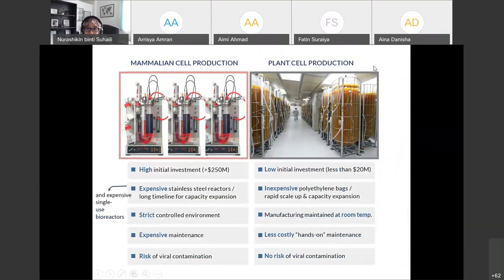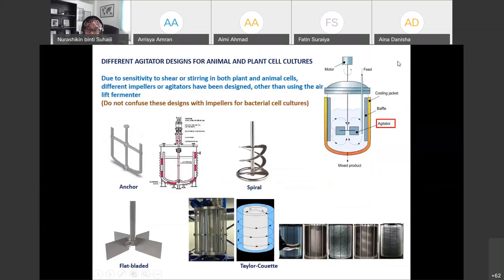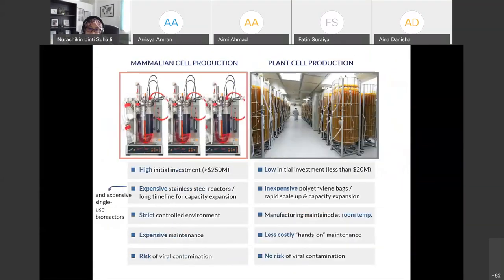Okay, so this is just to show the comparison between mammalian cell and plant cell, right? Mammalian actually requires higher initial investment compared to plant cells. You can see in terms of the bioreactor, for plant cells you can use an early bioreactor, but for the animal cells you need a special type of system in order to cultivate the animal cells. So in general, the investment is higher, yeah? It's more expensive for the mammalian cell cultures, less expensive for the plant cell production.